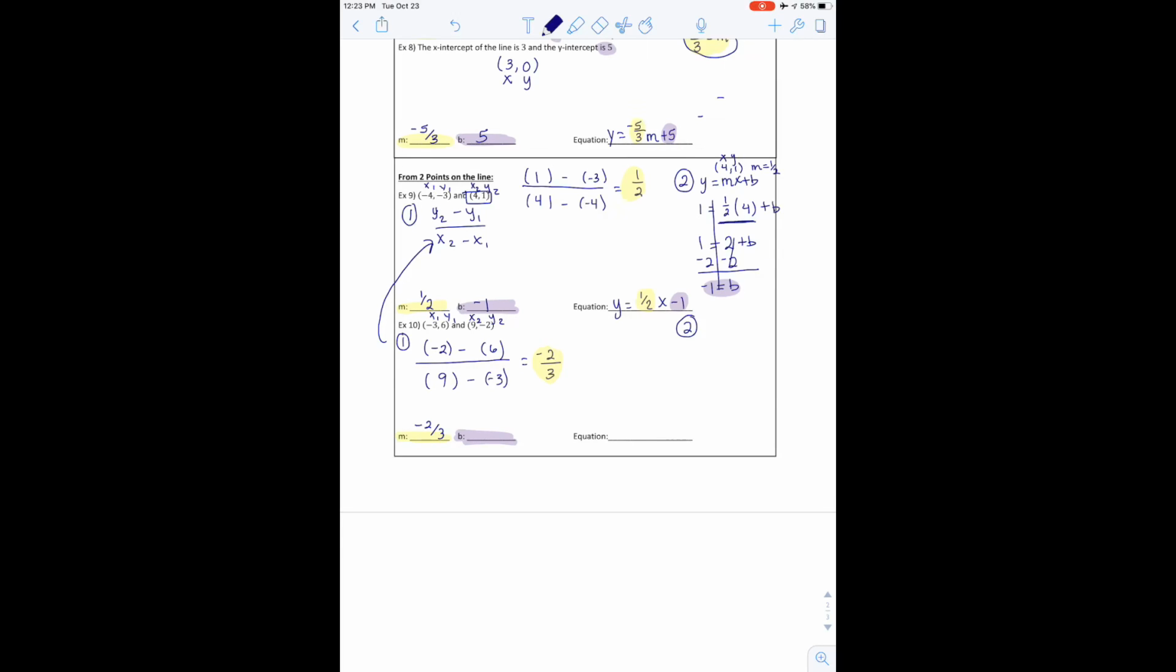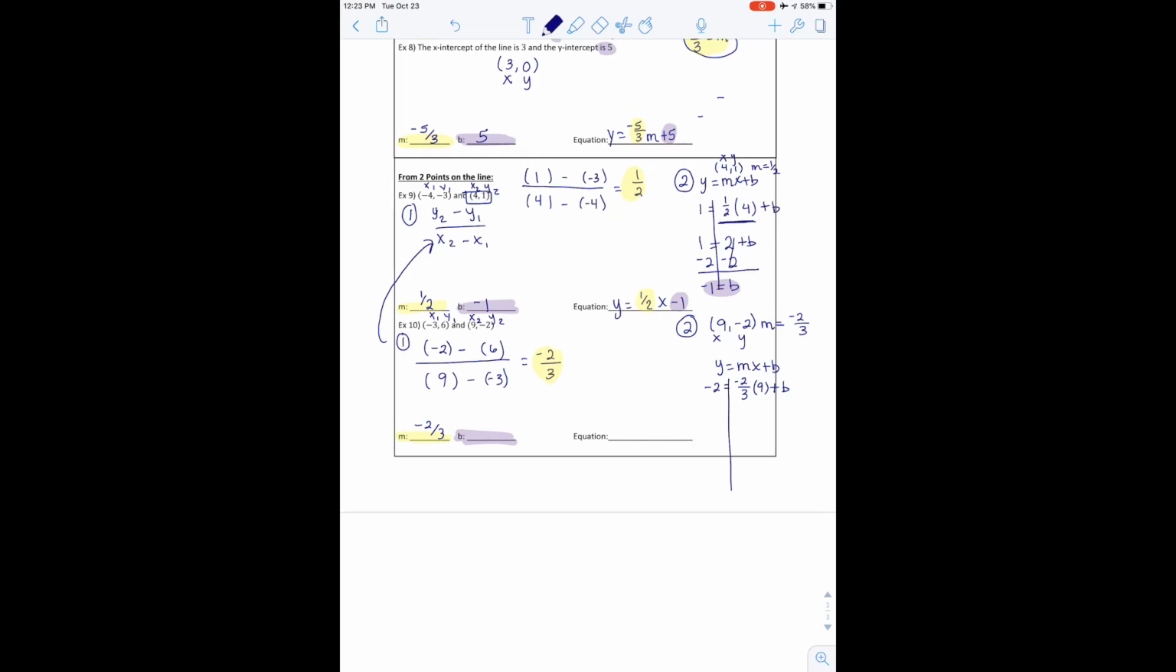I'm going to pick one of the points I was given. I'm just going to go with (9, -2). That gives me an x and a y value. I know already that the slope is negative 2 over 3. So I'm going to use all of those numbers in y equals mx plus b, and then I can solve for b. So I'm going to replace y with negative 2. I'm going to replace m with negative 2 over 3. I'm going to replace x, remember in parentheses, with 9, keep plus b.